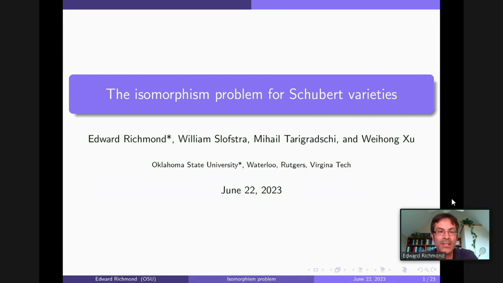Okay, so I should mention that this is joint work on two separate projects. The first one is with William Slofstra at Waterloo, where we look at this problem for Schubert varieties coming from complete flag varieties. And then the second project was with Mihail Taragachi and Weihong Zhu. I believe Weihong gave a short talk last night at the conference, where we look at the same problem for the class of co-minuscule Schubert varieties. And this talk is going to involve both of these projects, but they are separate projects.